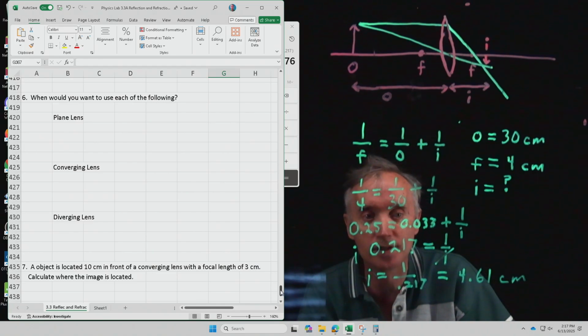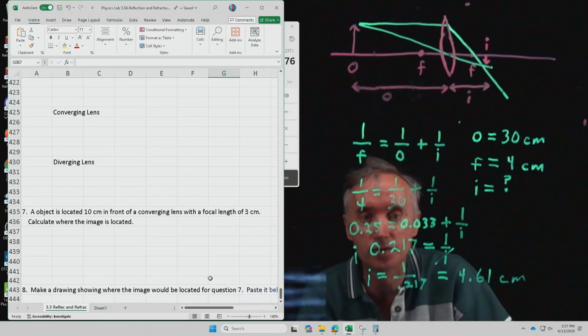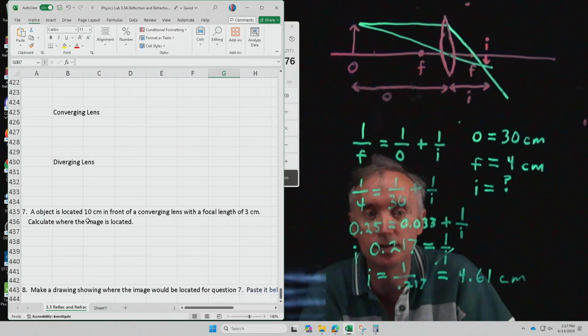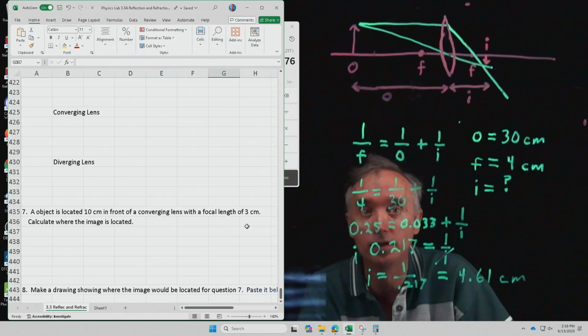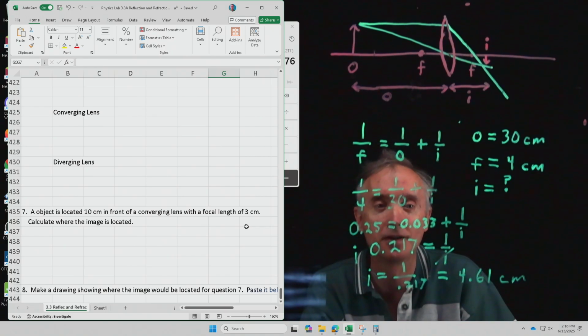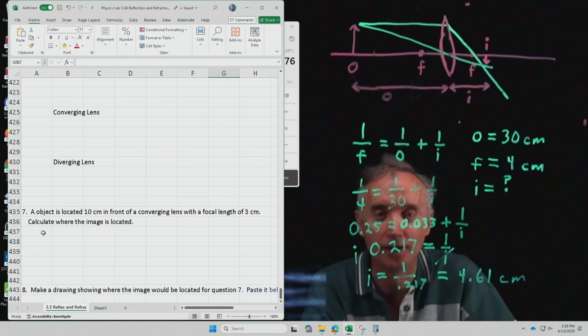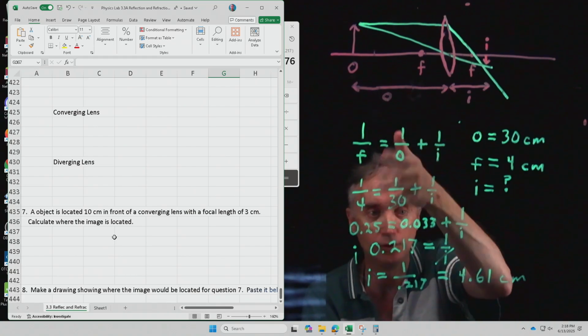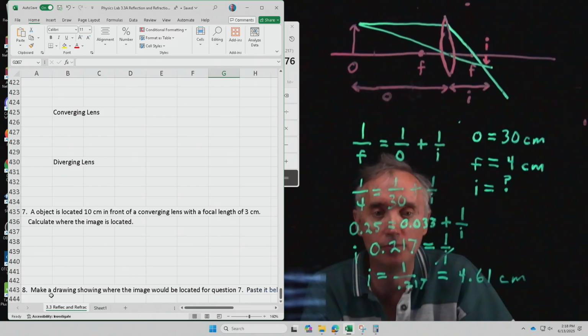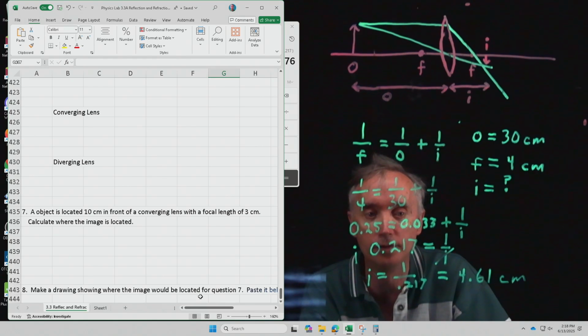Question number 7 is, an object is located 10 centimeters in front of a converging lens that has a focal length of 3 centimeters. I was just looking up here to make sure that I hadn't done this one for you. Calculate where the image is located. So do it. Okay, then make a drawing showing where the image would be located, and then paste it into the document.